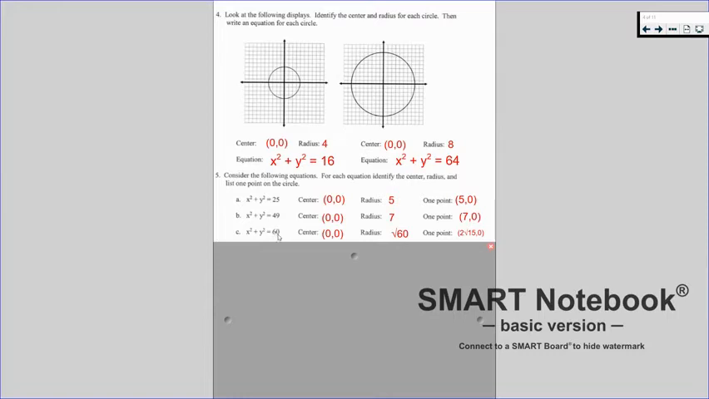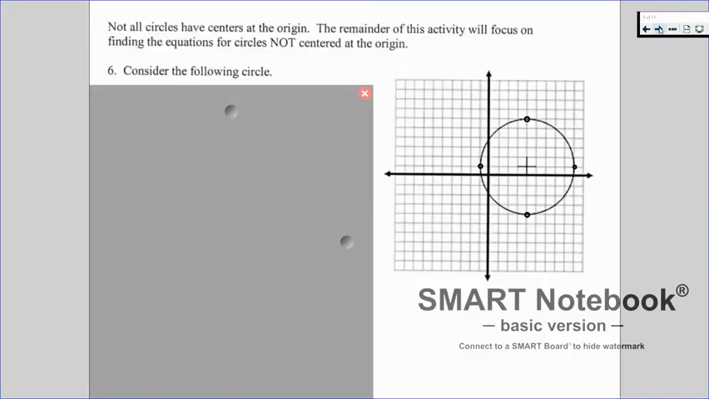Here I end up with the square root of 60, which is an irrational number. It would simplify to 2 times the square root of 15. If we want to give a decimal approximation for that, that's okay as well. And again, I'm going to move that many units to the right, and the y coordinate would just be 0, and I could go to the top or to the left or to the bottom as well. So there's number 5.